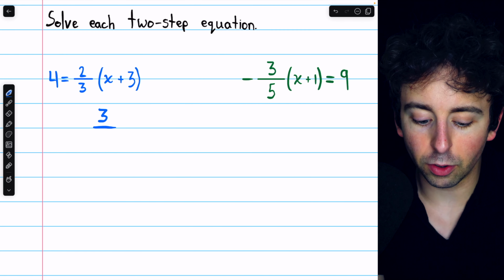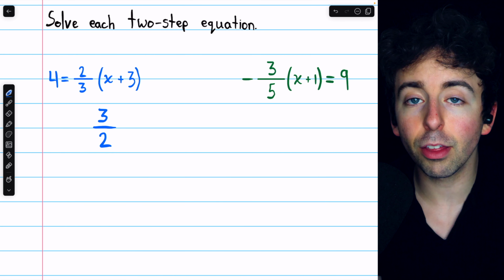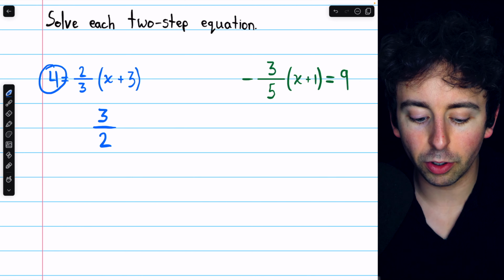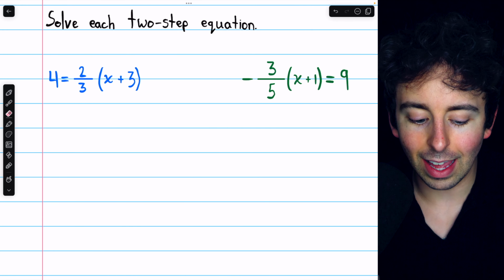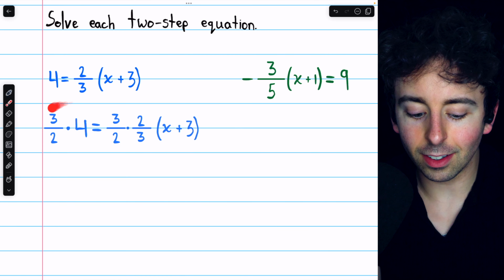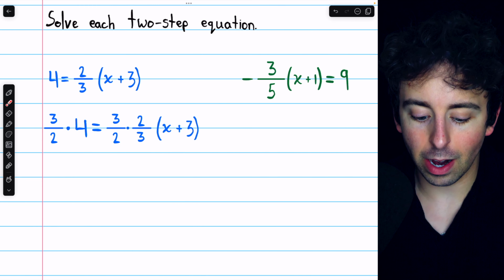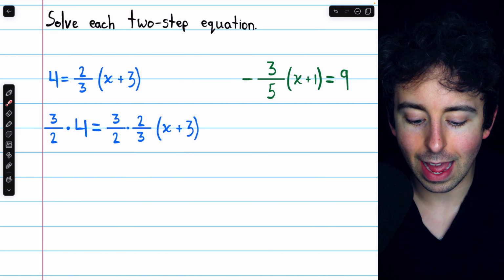The reciprocal of 2 over 3 is just 3 over 2. So we're going to multiply the left side by 3 over 2, and we'll multiply the right side by 3 over 2, and that's going to cancel out the fraction. And it looks like this. We have 3 halves times 4 on the left, and on the right we're also multiplying by 3 halves.